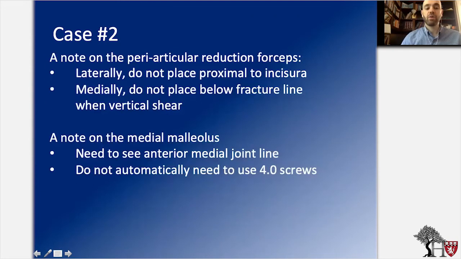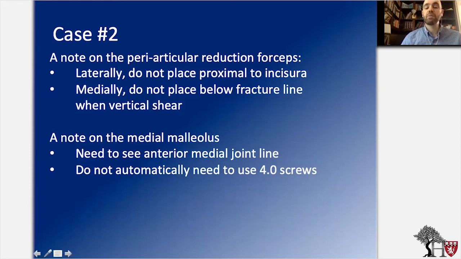And then medially, if you have a vertical shear fracture medially, make sure that the medial tine is proximal to the fracture. If you put that tine at the level of a vertical shear, it will displace the fracture. And so realize that the periarticular reduction forceps is a very powerful tool, but with that power comes the mechanical ability to displace your previously fixed work.